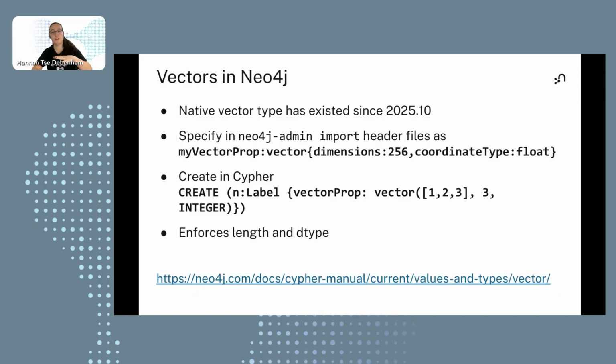Since version 2025.10, Neo4j has actually had a native vector type. So this can be specified in a header file that is used in the admin import, or it can be added in Cypher, or there are many other ways you can generate them, and that is documented in the Cypher manual. This means that instead of storing vectors as a variable length list of numbers, the database can enforce constraints that guarantee shape and dtype for your data, so it's safer to use. This also allows us to optimize storage and add some vector-specific features.